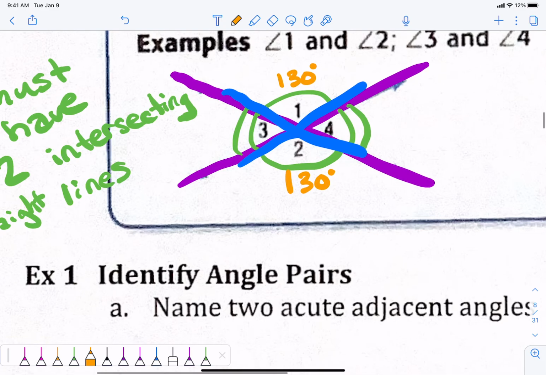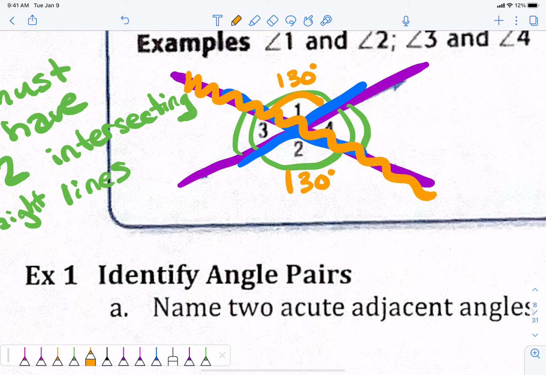Okay, what can we figure out what 3 and 4 have to be then? Yeah. Right? If we look at this as being a straight line, angle 1 and angle 4 are a linear pair, right? They're making 180 degrees. So what does angle 4 have to be? 50, but then that means that angle 3 has to be 50 as well, right? Okay, so we can figure those out if we're given 2 straight lines.